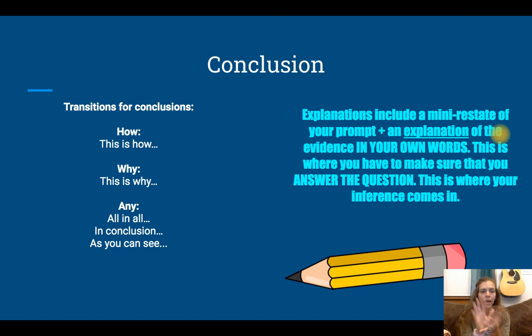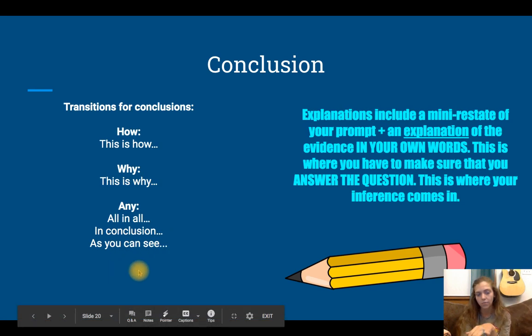Make sense? So your transitions for conclusions also match up with that question word that you were given. If it's a how question, you can write this is how. If it's a why question, this is why. And then you can also use any of these for any question. All in all, in conclusion, as you can see. Okay?